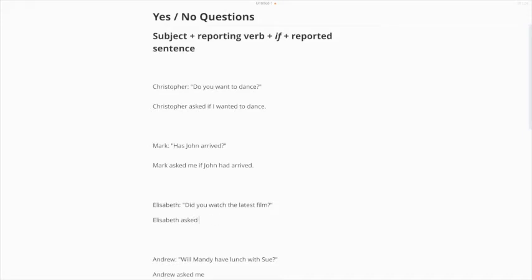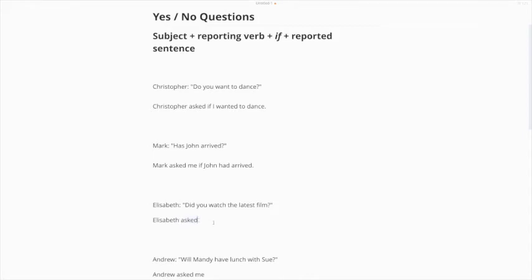Okay, so let's do the next one. Now we have the subject, Elizabeth. She is going to ask us a question. And she says, did you watch the latest film? So that is going to be our subject. Who said the sentence? Elizabeth is our subject. She said the sentence. Asked is the reporting verb in the past.